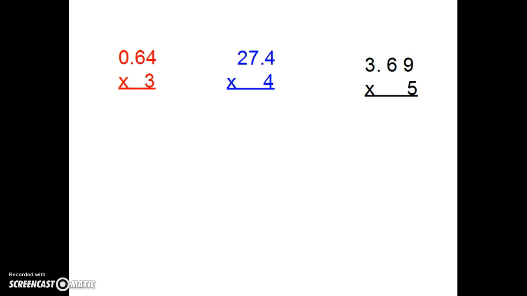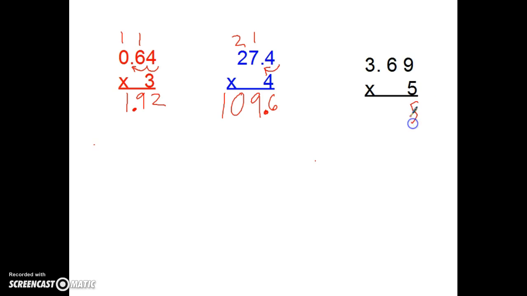Try a few more. 3 times 4 is 12. Carry my 1. 3 times 6, 18, plus 1, 19. Carry my 1. 3 times 0 is 0, plus 1 is 1. Count over 2 spots. 1.92. Try the next one. 4 times 4 is 16. Carry my 1. 28, 29. Carry my 2. 8, 10. And I only have to count over one spot this time, so my answer is 109 and 6/10.